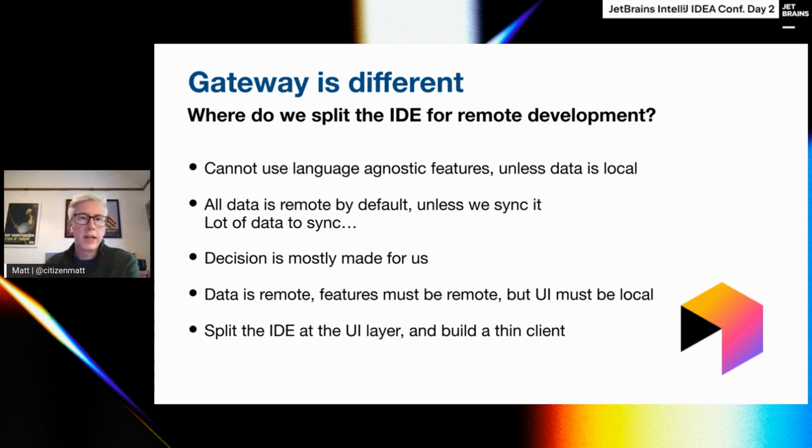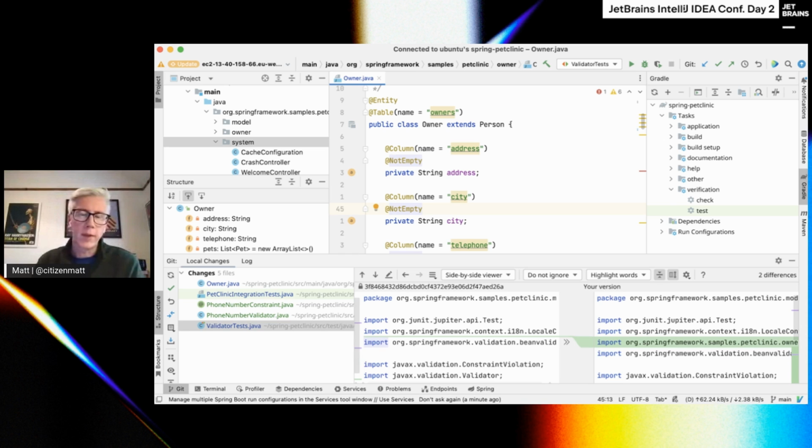Data is remote, the features must be remote, but we want the UI to be local. So we split the IDE at the UI layer and we build a thin client. But look at that. That's a big IDE. There's a lot going on there. We've got an editor full of text, full of syntax highlighting with warnings. We've got lots of different tool windows going on there. We've got toolbars. We've got version control. There's a lot of information.